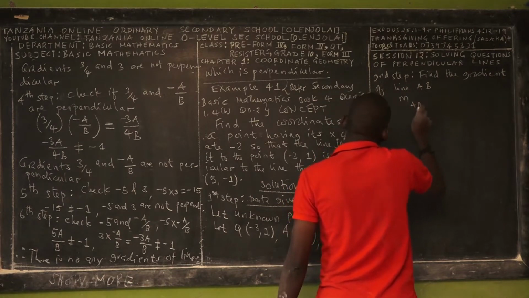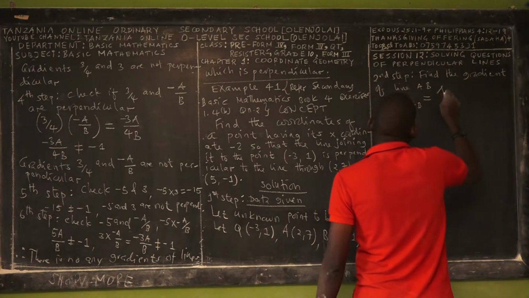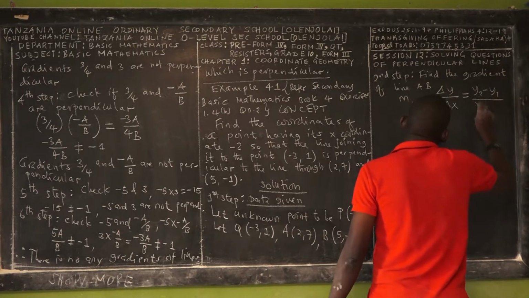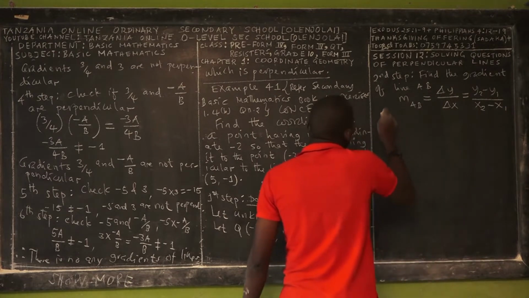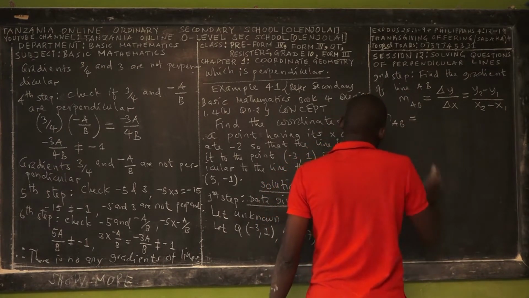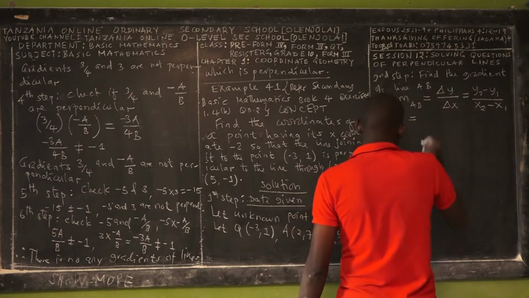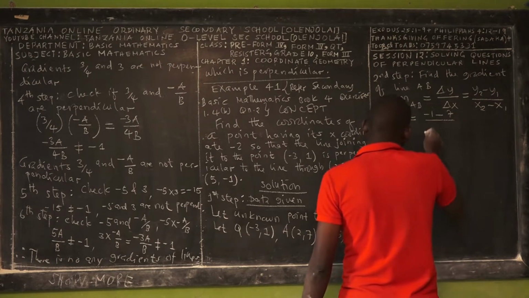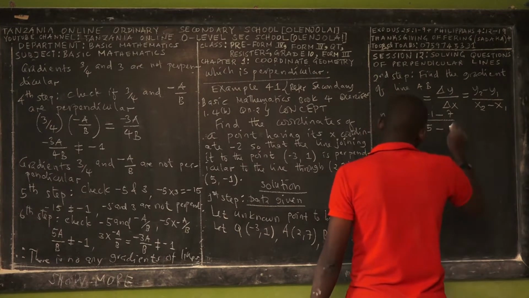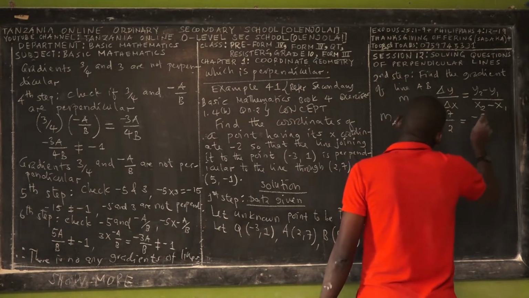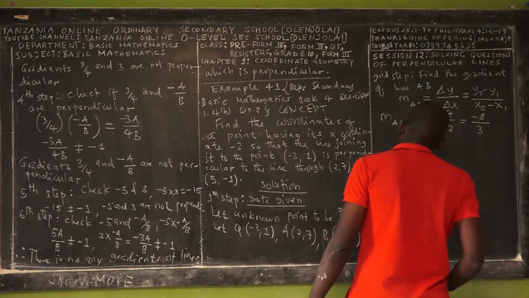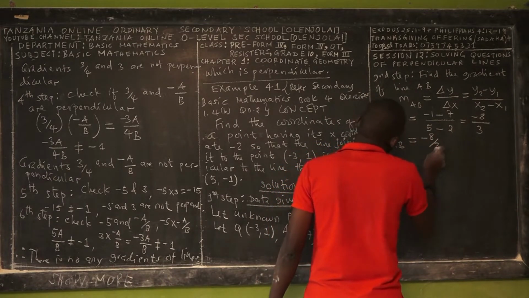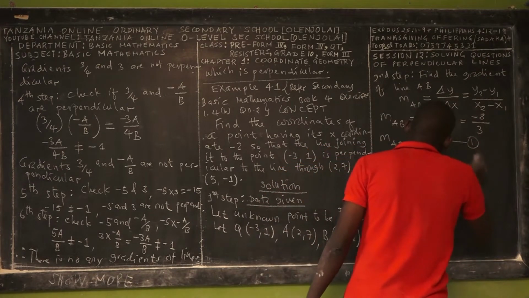So the gradient of line AB is equal to change in y over change in x. So here it is y2 minus y1 over x2 minus x1. So the gradient of the line joining points A and B is equal to -1 minus 7 over 5 minus 2. So this is -8 over 3. So the gradient of line AB is equal to -8 over 3. So this is question 1.